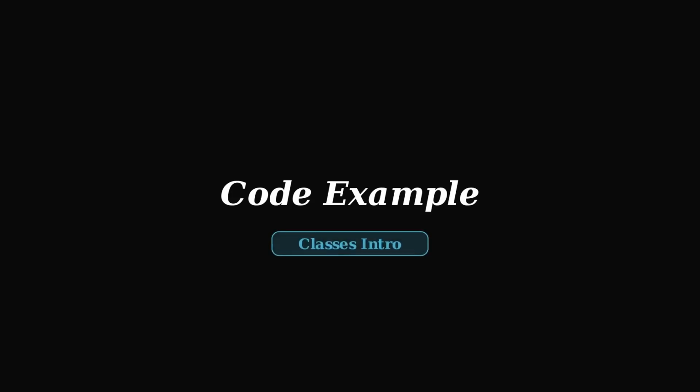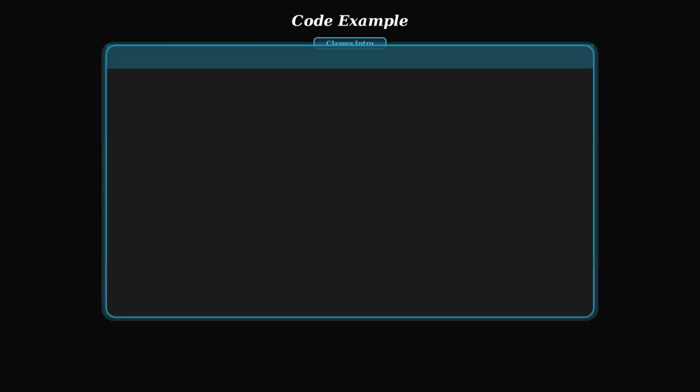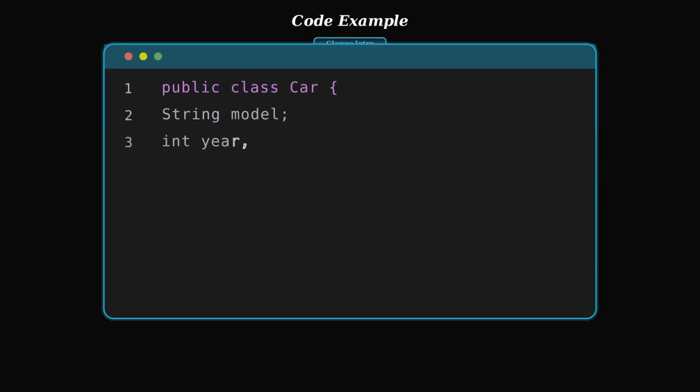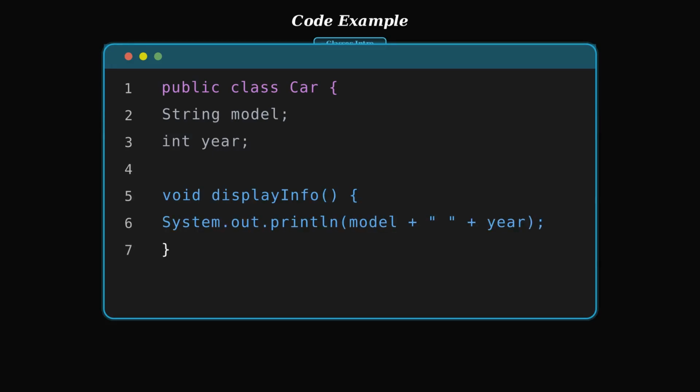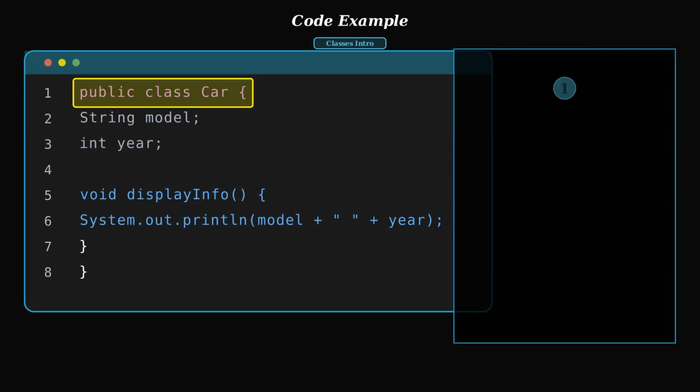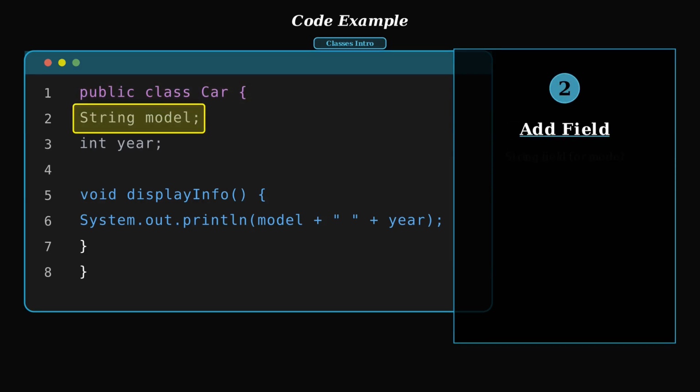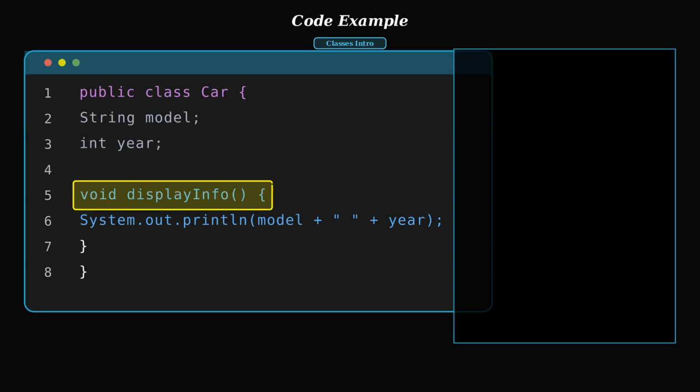Let's see how to implement Classes Intro in code. Here is the implementation. Define class. Create new car class. Add field. String field for model. Add field. Integer field for year. Define method. Method to display info. Now let's see the output of this code.